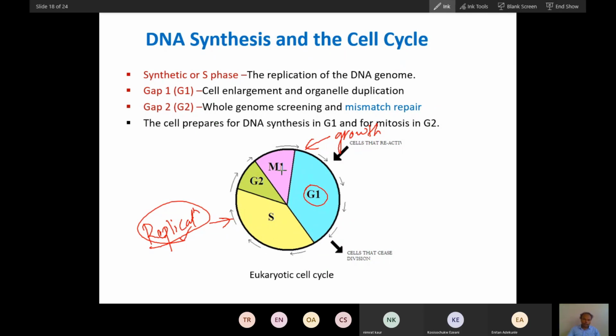After S phase, there will be a scanning of the DNA for whatever is wrong, and proofreading will happen. A few protein syntheses will also happen, for example synthesis of histones and other proteins, so that the DNA can be folded at G2 phase. So G2 phase corresponds with mismatch repair. In this G2 phase, screening of the whole genome and mismatch repair will happen, and S phase corresponds with replication of DNA.